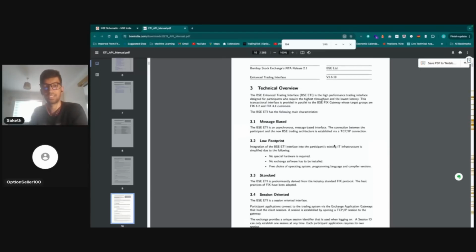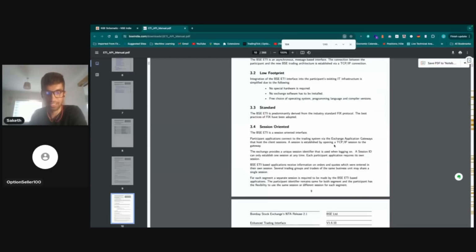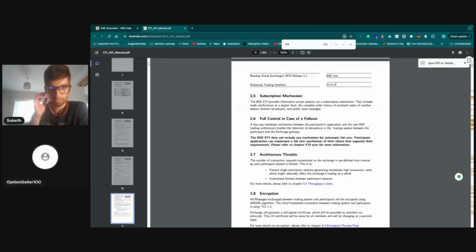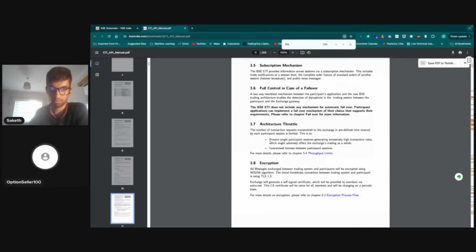That's the reason I wanted to really tell you there. And then last but not least, here you also see this is important. This is more on the throttle side. The architecture and the design also take into consideration that it will prevent a single participant session from generating excessively high transaction rates.